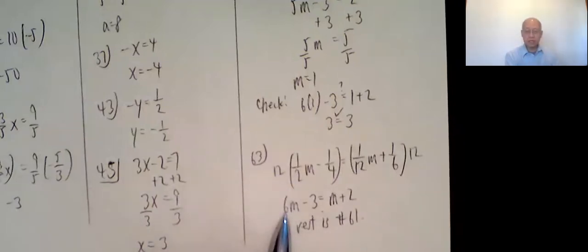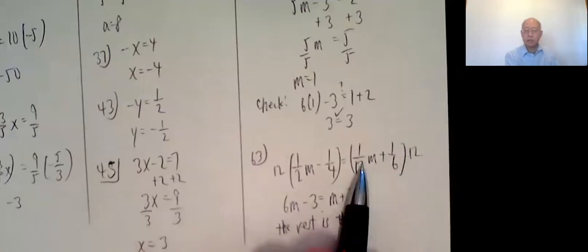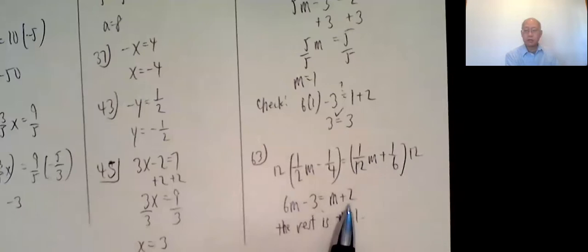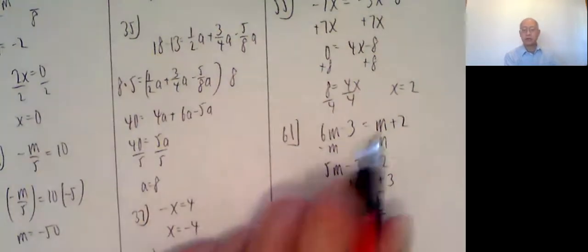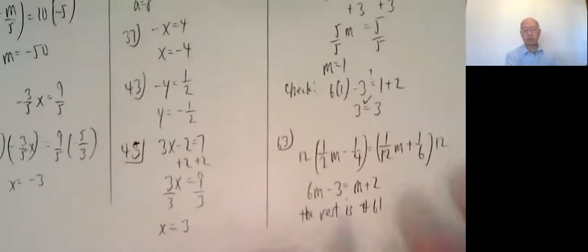So this gives me 6m minus 3. 1/12 m times 12 is m, plus 1/6 of 12 is 2. And believe it or not, the rest of the problem is problem 61. 6m minus 3 equals m plus 2. So you can just copy and paste at this stage. The rest of it is just like problem 61.